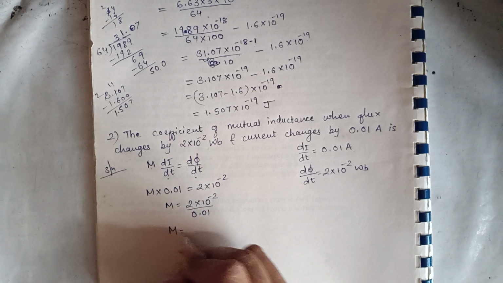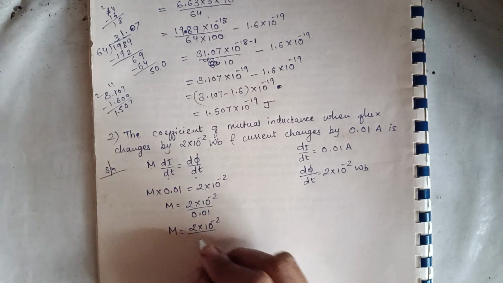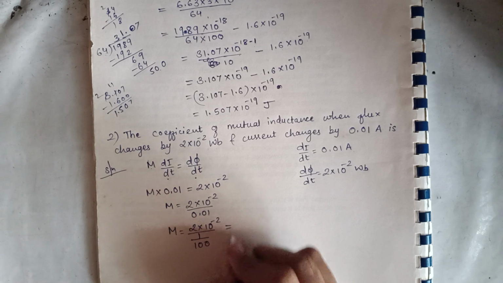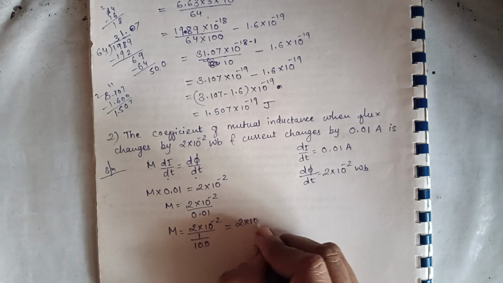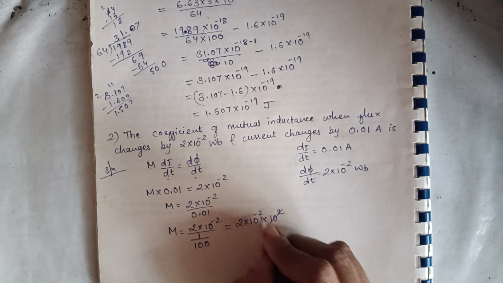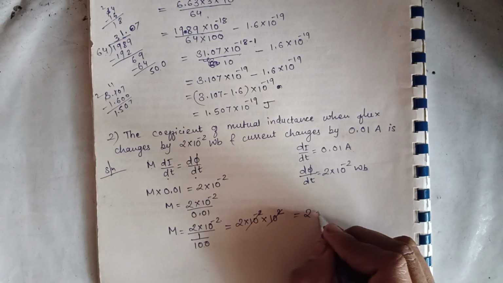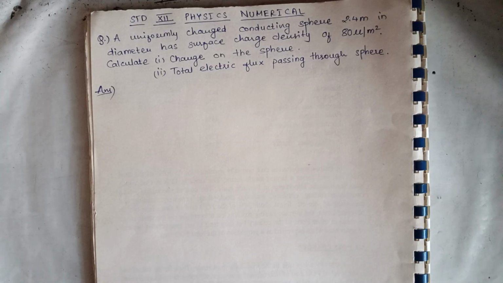How can you write 0.01? This is nothing but 1 upon 100, right? So this 100 comes in the numerator. So 2 into 10 raised to minus 2 into 10 raised to 2. So this is 2, and the unit of mutual inductance is Henry. 2 Henry. Okay. Next question.